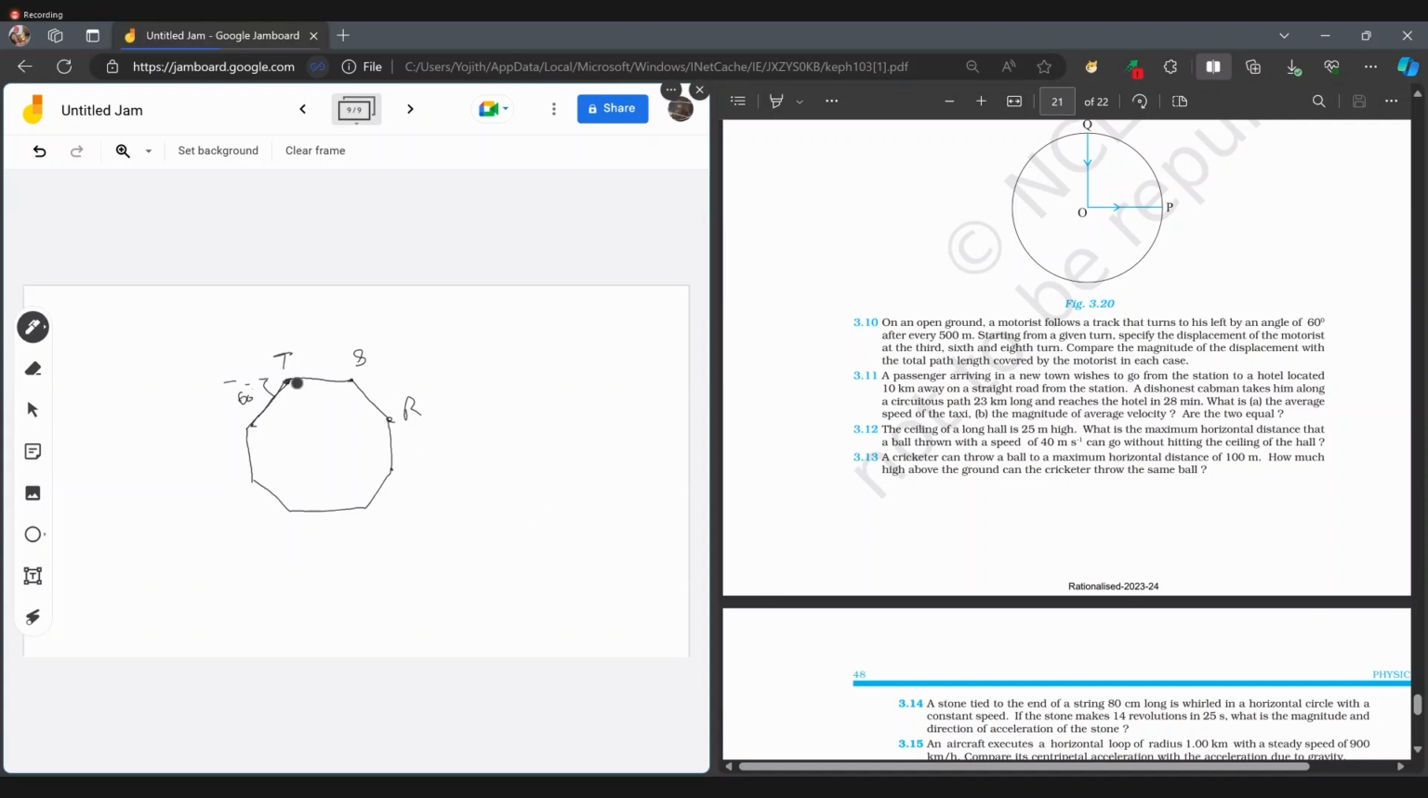Okay. So let me just correct myself. This will be like this. This will be like this. This will be like this. Okay. So, okay, so a hexagon is being formed. Let us call this U, and this P. Okay. So let us say the motorist is starting from P.